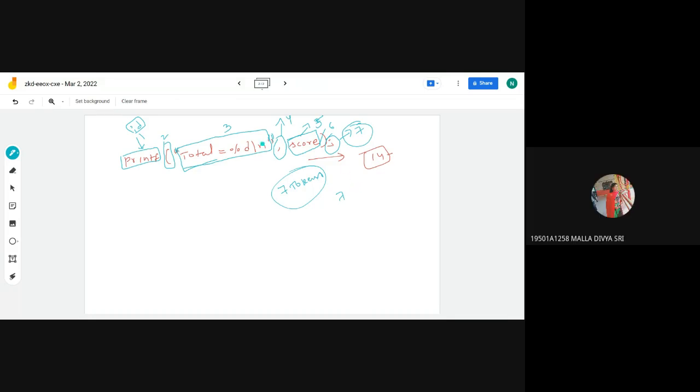Okay, sir. Yes. One more question, sir. Float I equals 1.25. How many tokens are there, sir? Is there any error in this? Semicolon is not there.